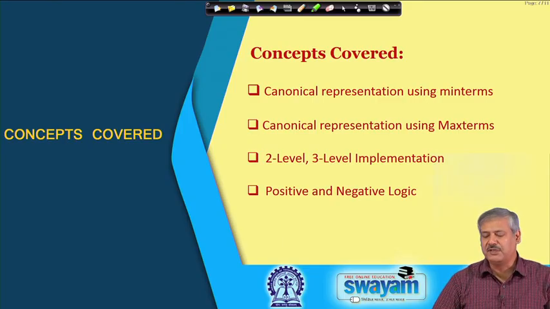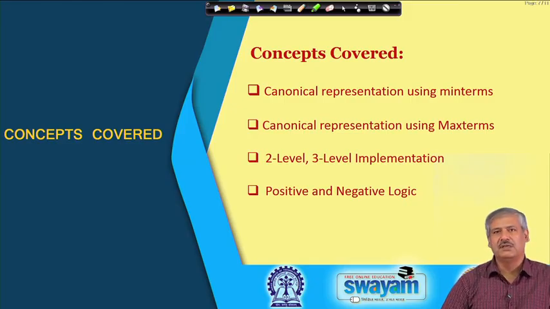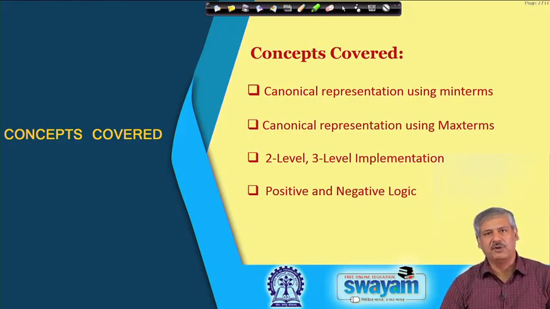In today's class we shall discuss the canonical representation of a truth table using Minterms and also using Maxterms, and we shall discuss, given a canonical representation, how we can get a two level implementation of it, and side by side we shall discuss multi level implementation, and we shall end with positive and negative logic.